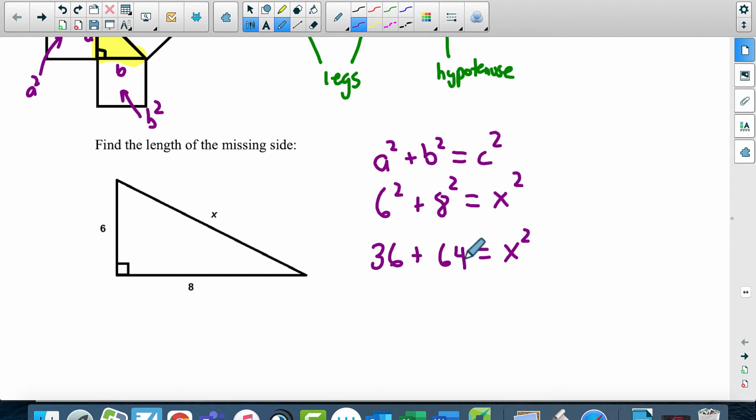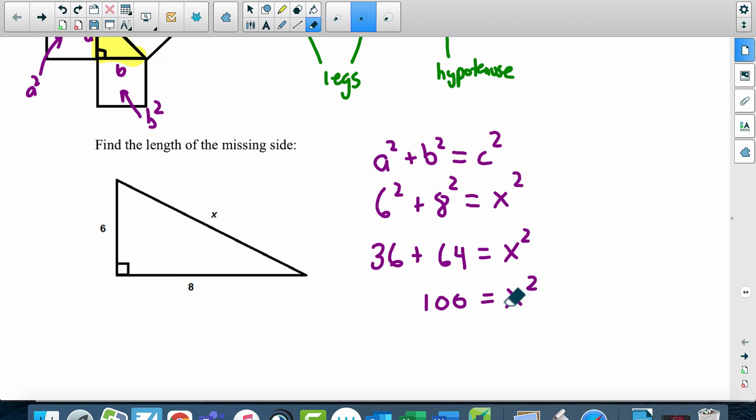Okay, now on the left-hand side, we can actually do this. 36 plus 64. Take out your calculator or whatever. 36 plus 64, you get 100. So 100 equals x squared. Okay, sometimes people stop there. They say, well, there's my answer, 100. What do you think? This is 6, this is 8, this is 100? There's no way. How could it be that big? It's because there's one last step to do. We don't want to know what x squared equals.